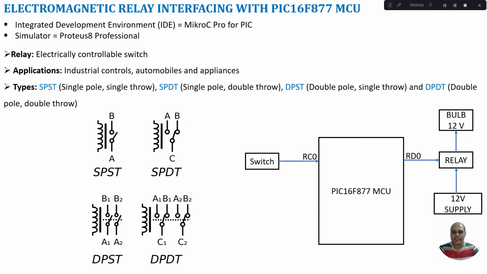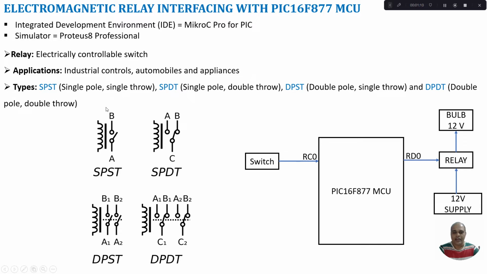So the electrical signal provided by the microcontroller will be used for activating a coil, so thereby a magnetic field will be induced, due to which the external supply voltage can be routed to the appliances. So thereby the controlling of the appliances can be done using a microcontroller. It is mostly used in industrial controls, automobiles and in appliances.